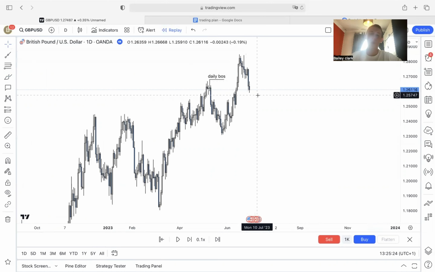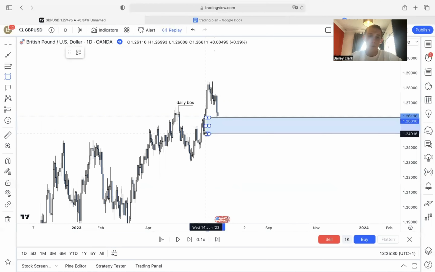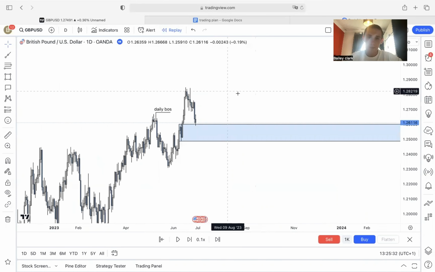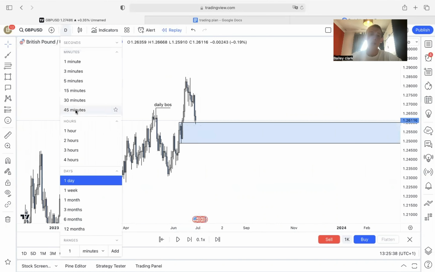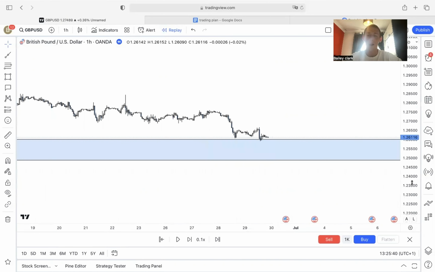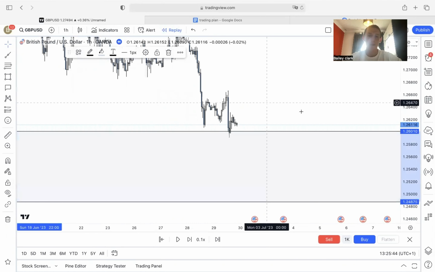So as for our areas of interest then, we have this daily area of demand, and there is no imbalanced areas below it. So we were expecting this level to hold, but we were waiting again for that confirmation. And if we just change the color of this.